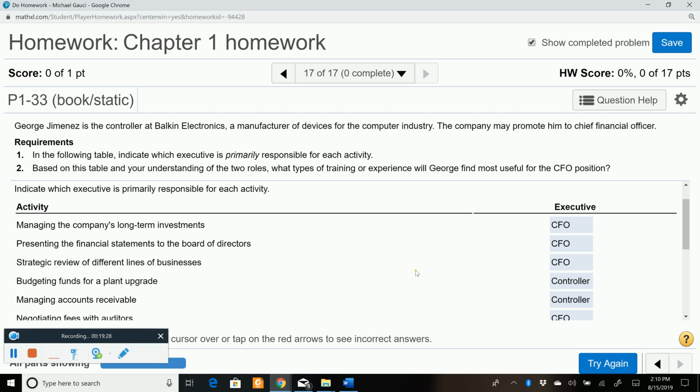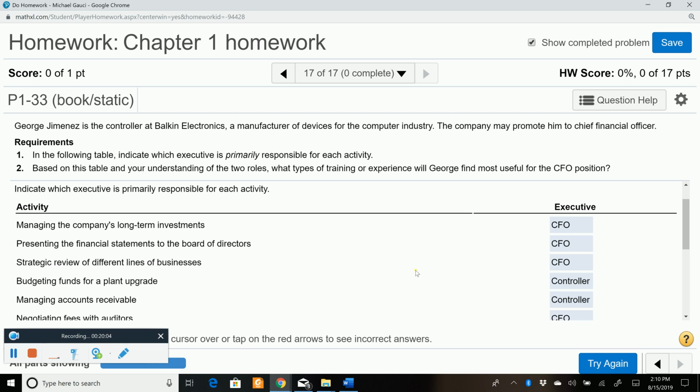Okay, so activity number 1, managing the company's long-term investments. So we're looking at something where we're going out possibly many years, and we're just managing those investments. That's more of a big picture item. So I would say the better answer here is CFO. Activity 2, presenting the financial statements to the board of directors. Well, the board of directors is looking at the general direction and setting policy of the organization. This is something that the CFO, once again, should be doing.